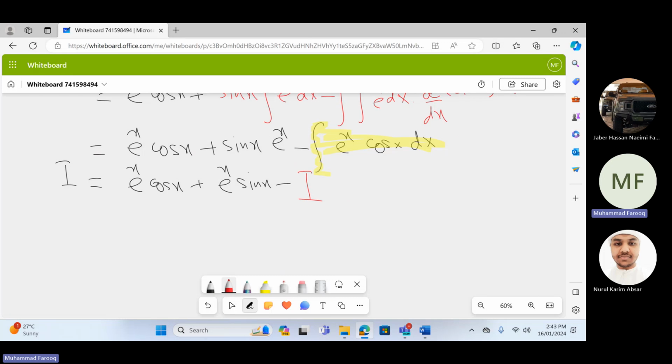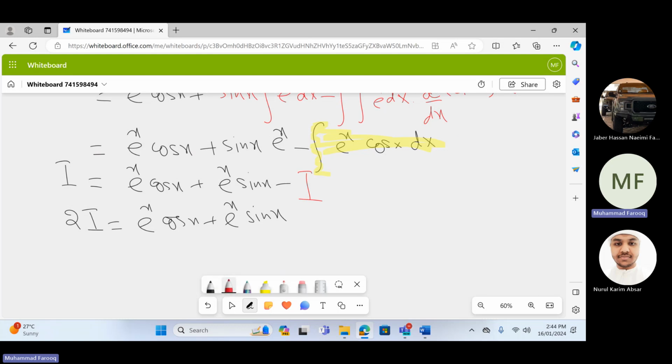Once I shift this side, I plus I, I already have one I. It comes here and becomes what? 2I. Then divide by 2, right? Very nice. We need only I. Capital I represents the by parts answer.